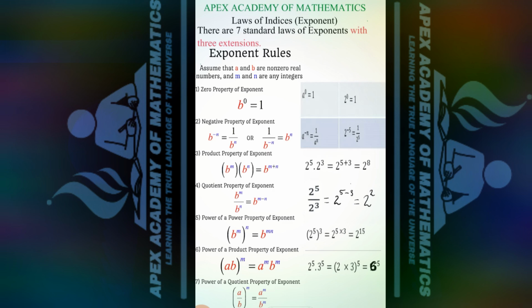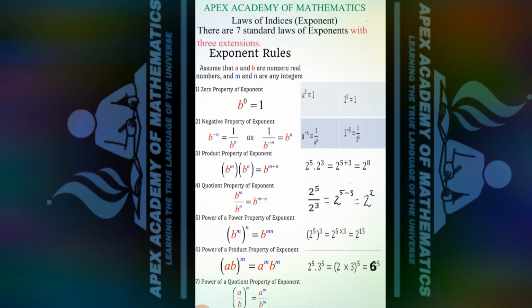Alright guys, so let's jump into the video and make sure that this will never be another problem that you have. Alright, so it starts here by saying that there are 7 laws of exponents with 3 extensions. So there are 7 standard laws, but along these laws there are extension rules that may not necessarily look like the standard law, but basically are. It just looks a different way. So we're going to explain what this means momentarily.